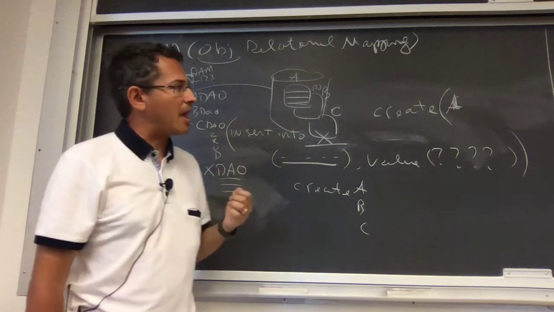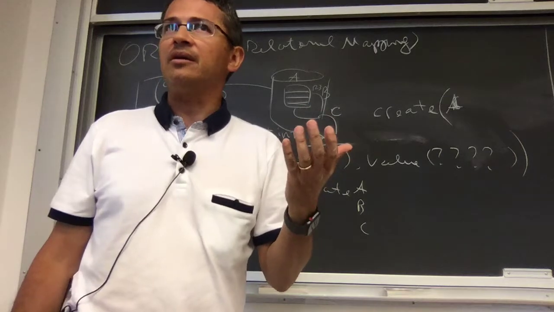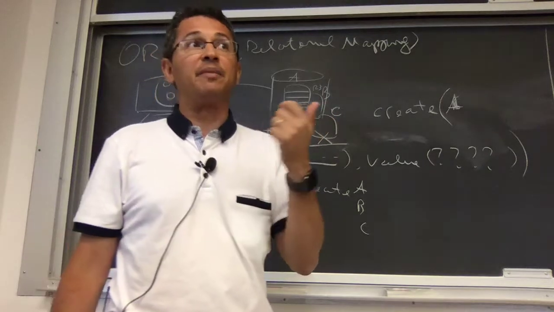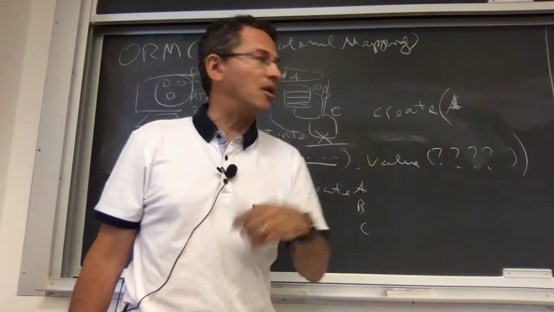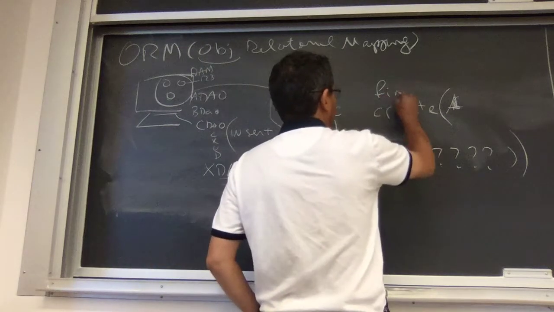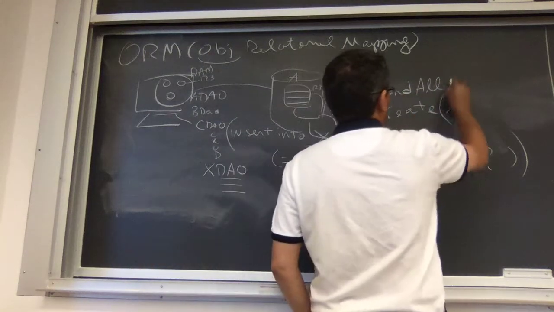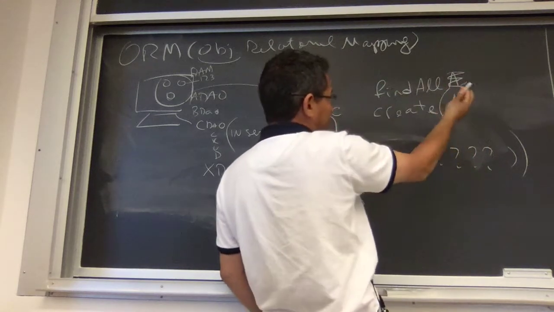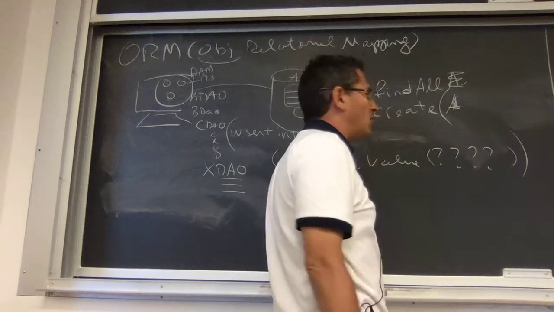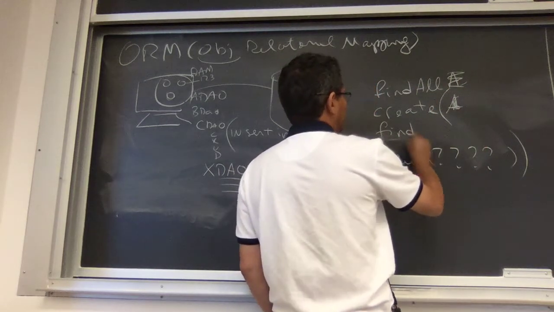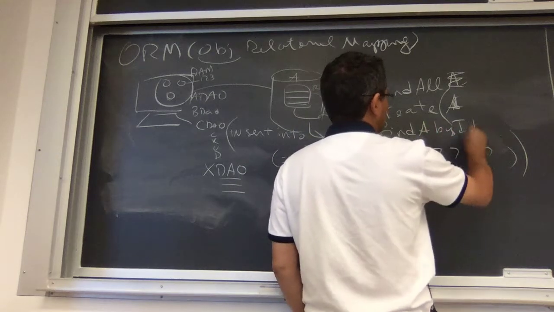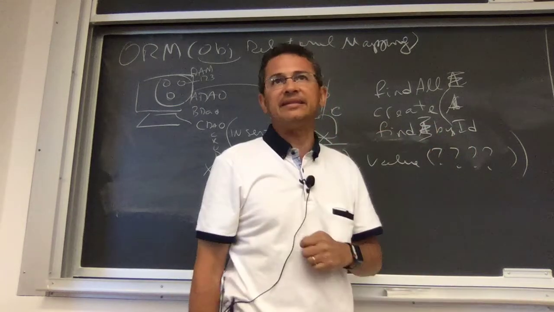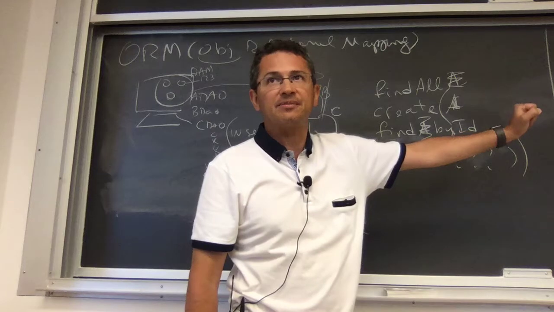Typically, the finders will be the most common ones. Typically, there will be a find by ID. We all have a find by ID. There will probably be a find all, right? So there'll be a find all A's, or find all B's. Well, I don't have A's, I don't have B's. If I want to write a generic one, I'll just call it find all. Or there would be find A by ID. Since I want to create a generic one, I'll create a find by ID, and A can be passed as an argument, perhaps, yes?